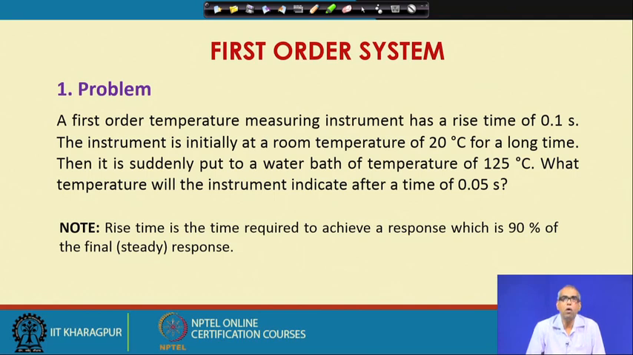So, the statement of the problem is as follows: a first order temperature measuring instrument has a rise time of 0.1 second. The instrument is initially at a room temperature of 20 degrees Celsius for a long time, then it is suddenly put to a water bath of temperature of 125 degrees Celsius. What temperature will the instrument indicate after a time of 0.05 second?